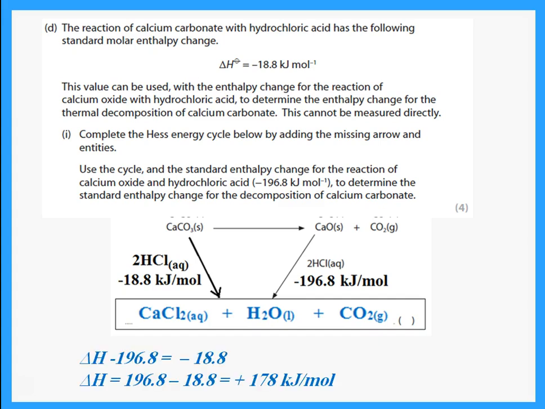So the delta H I'm trying to get plus the minus 196.8 is equal to the other one, minus 18.8. So in this case, the delta H is the difference between them, and that comes out to be a positive number.